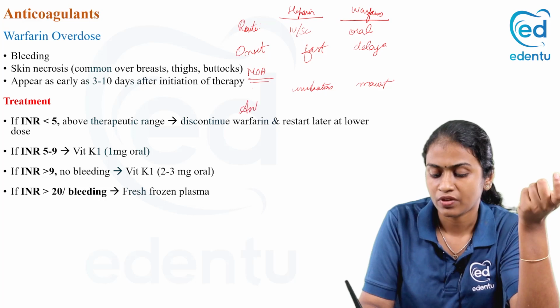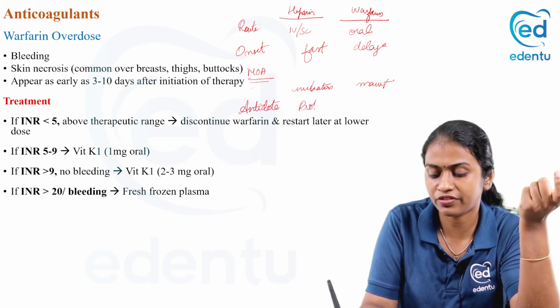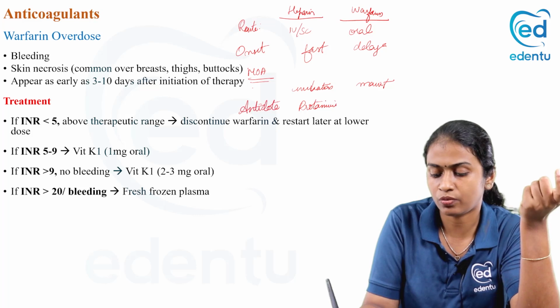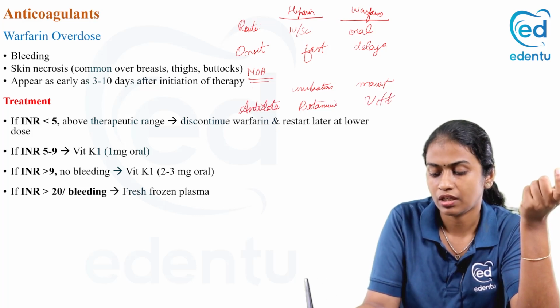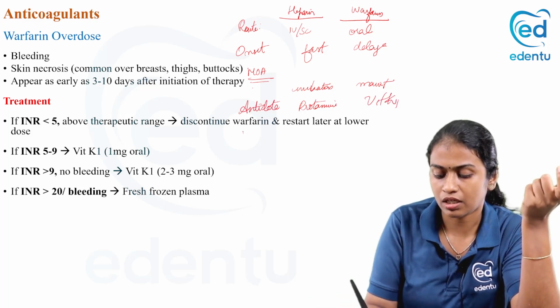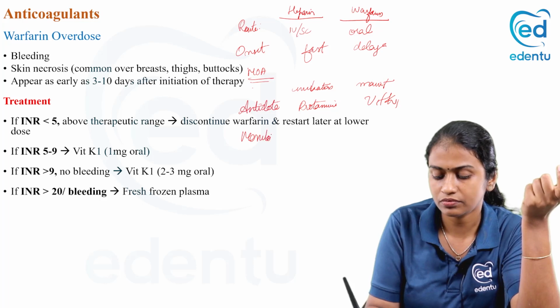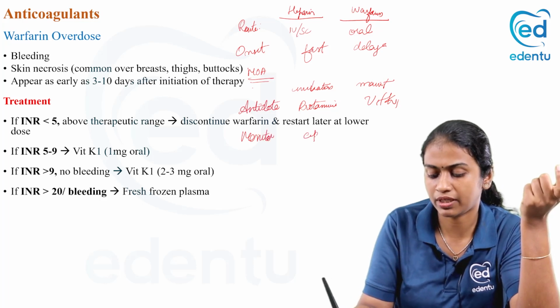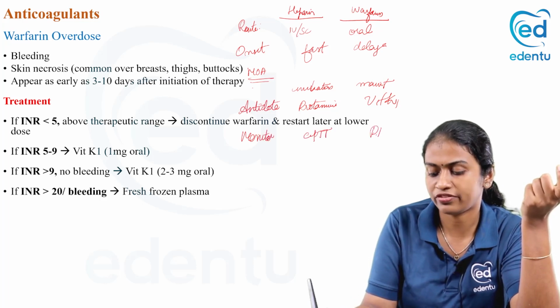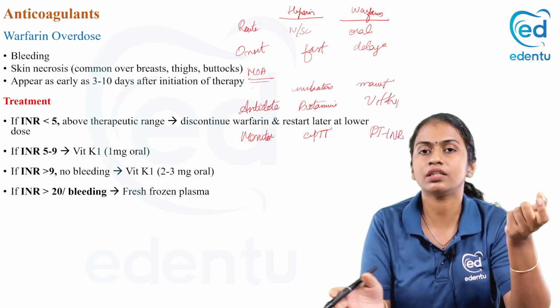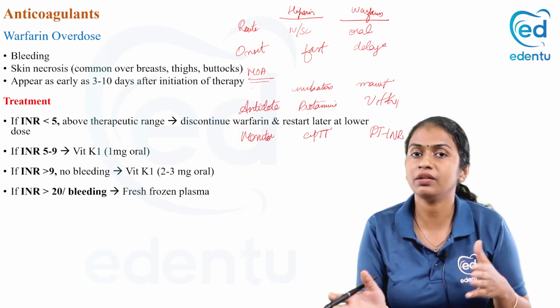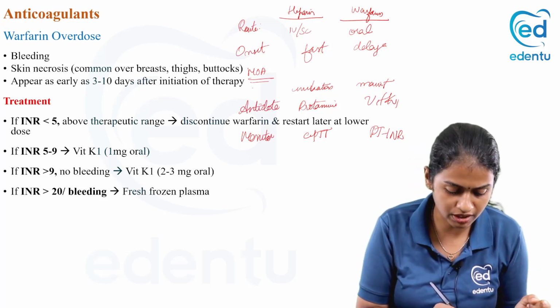And what is a specific antidote? Antidote for heparin is protamine sulfate, and antidote for warfarin is vitamin K1. Okay. And how do we monitor? Heparin we monitor by APTT, whereas warfarin we monitor by PT-INR. So these are the major differences between warfarin and heparin.